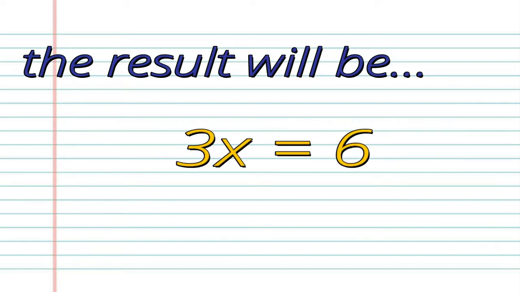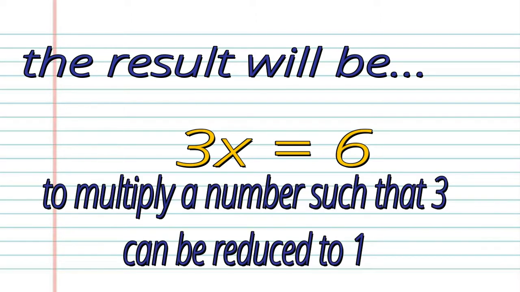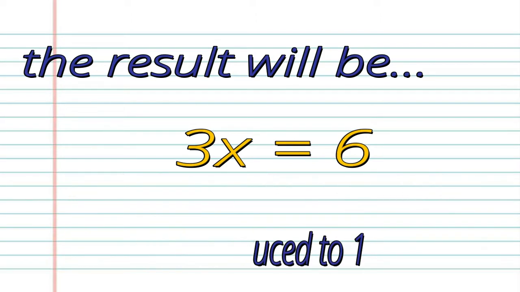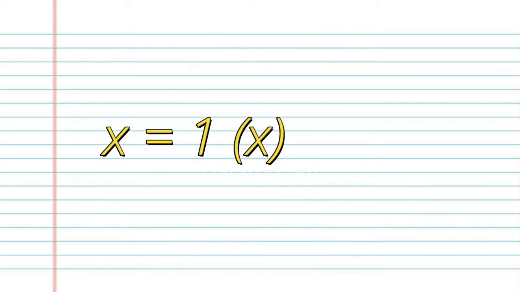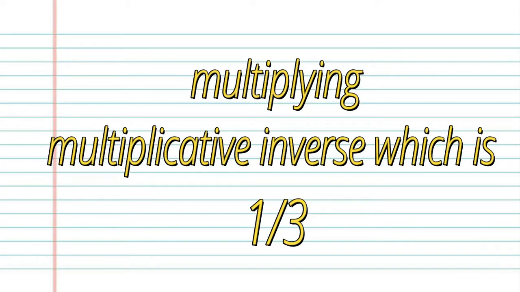To move 3 on the other side, we need to multiply a number such that 3 can be reduced to 1, as x in the expression is equal to 1 times x. We can do this by multiplying its multiplicative inverse, which is 1/3.